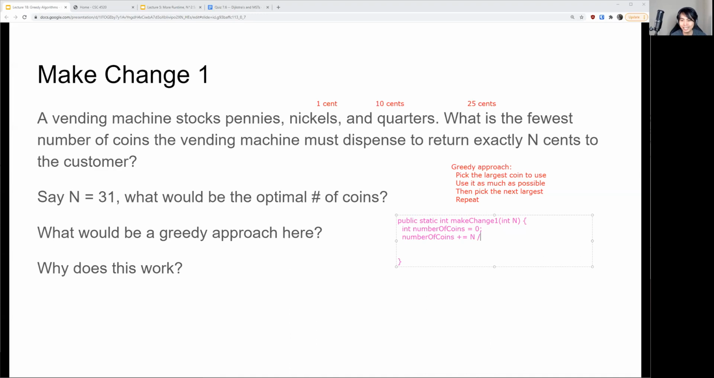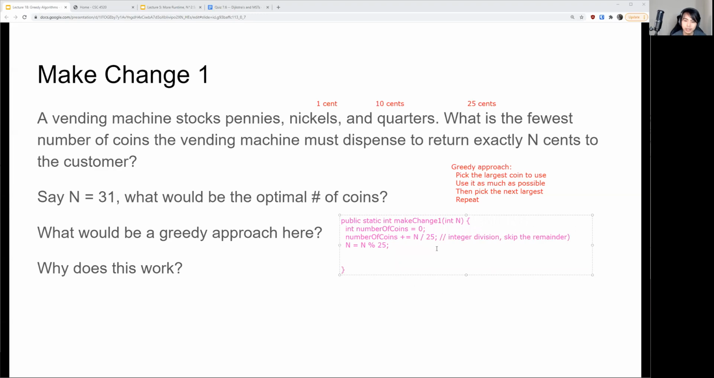So in other words, n divided by 25 is integer division, skip the remainder. If we just say the amount of change we want to make divided by 25, this gives me the number of times we're going to correctly use a quarter to bring down my change. And then n now has to be reduced, right? We can say n is equal to n mod 25. What is the remainder? The remainder becomes the amount of change we want to make from there, right? So we do this one more time.